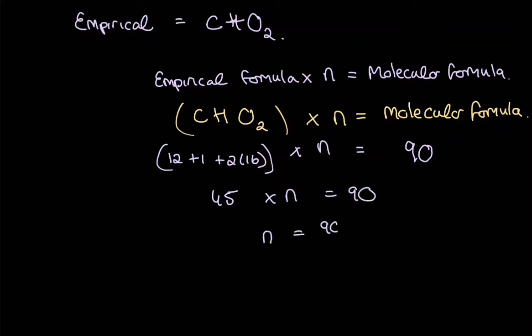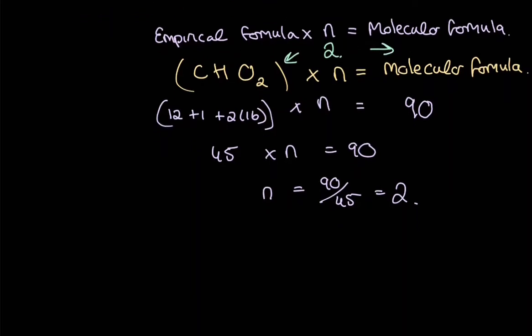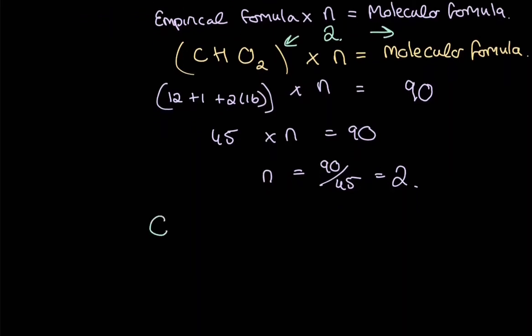So with a bit of manoeuvring, I can find out that N is 2. That means I'm going to have to multiply the empirical formula by 2 to get my molecular formula, which is C2H2O4. And that is the molecular formula. So I'm going to write up one more question for you. The next question is going to be a water of crystallization one, so it's going to be a tiny bit different, but hopefully you can get the same steps out.